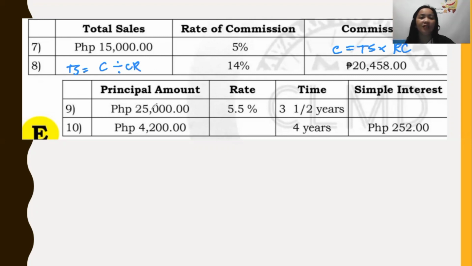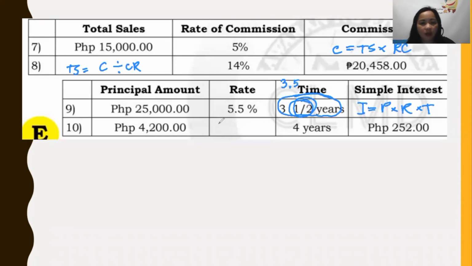And then, in number 9, ang nawawala ay simple interest. So, pag sinabing simple interest, we just multiply the principal times the rate of interest and times the time. Pero kung nakikita nyo dito, ang time natin ay fraction, i-convert nyo lang yung 1/2 into decimal and that will become 3.5.